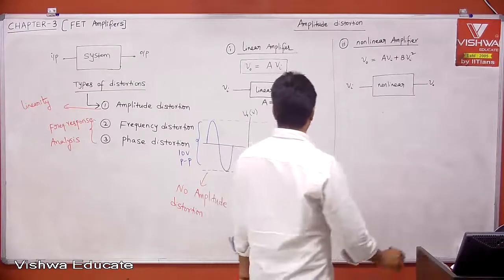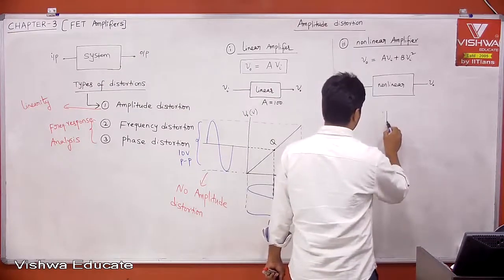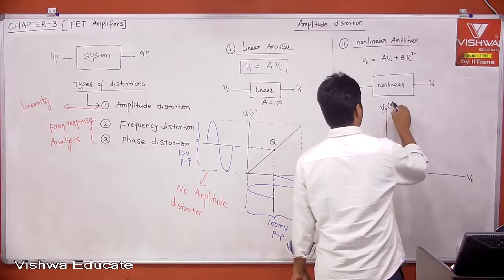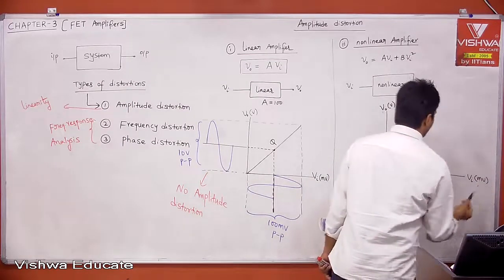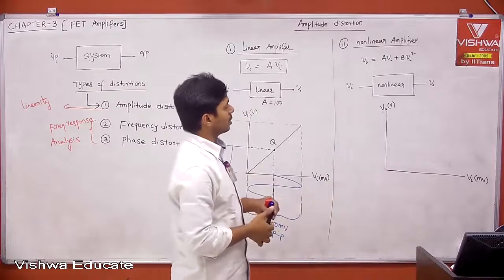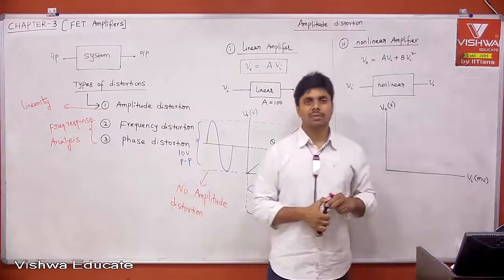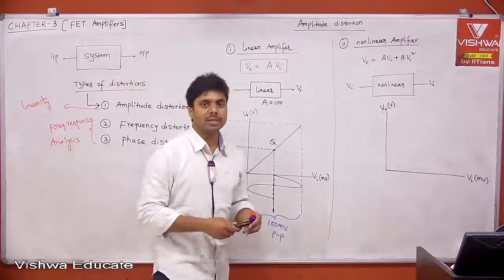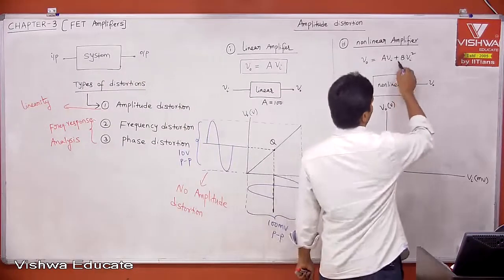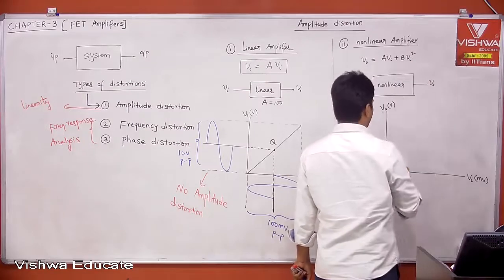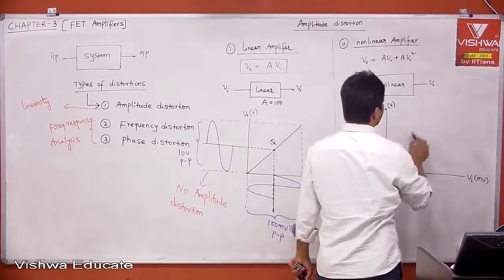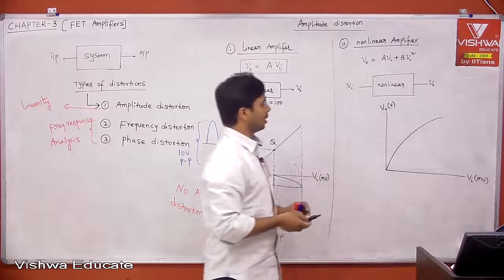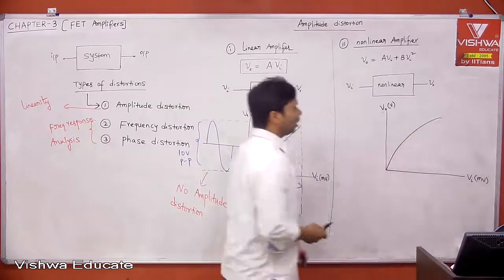Let's see. If I draw, this is your Vi and this is your V0. Again, this is volt scale, this is millivolt scale. Now tell me what is the relation between Vi and V0. It is like y is equal to ax plus bx square. Here y is equal to mx is a straight line, but y is equal to ax plus bx square is a parabola that depends on the value of b. If b is positive, it will be this kind of parabola. If b is negative, you'll get this kind of parabola. Let me take b negative. This is your parabola, a non-linear equation.